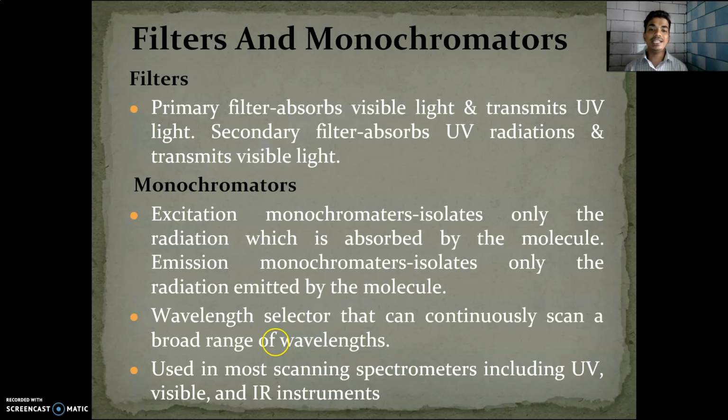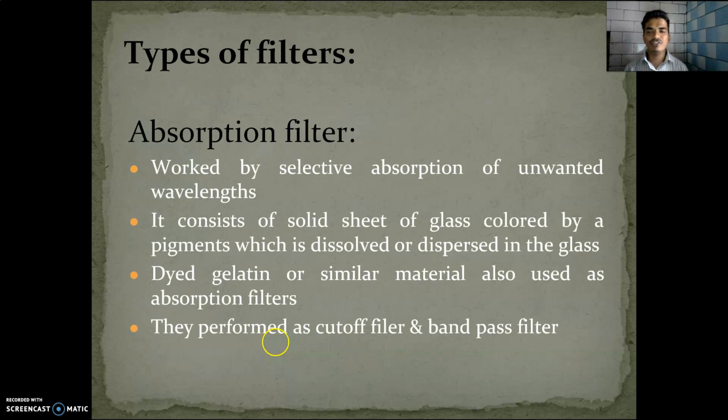A wavelength selector that can continuously scan a broad range of wavelengths is used in most scanning spectrophotometers, including UV-visible and IR. Then there are types of filters. Absorption filters work by selective absorption of the unwanted wavelengths, and consist of a solid sheet of glass colored by a pigment dissolved or dispersed into the glass, and dye, gelatin or similar material is used in absorption filters, and they perform as a cutoff filter and a band pass filter.